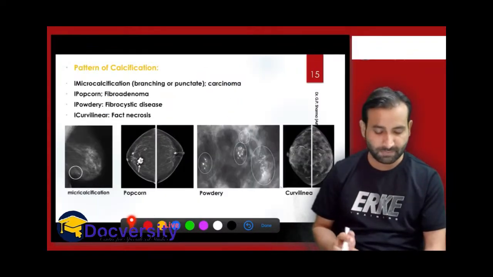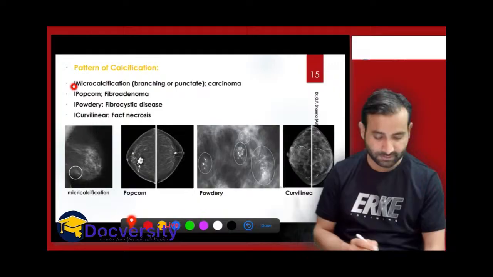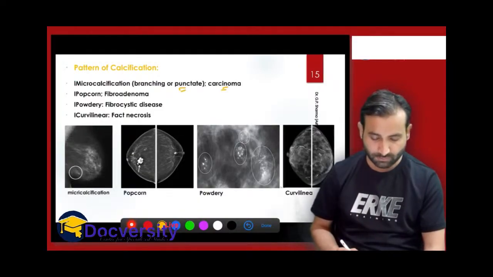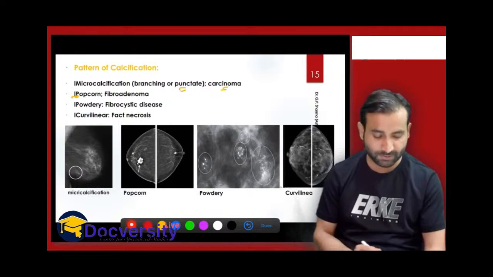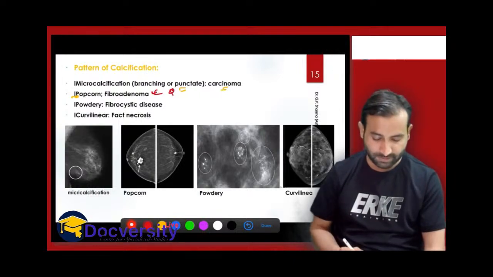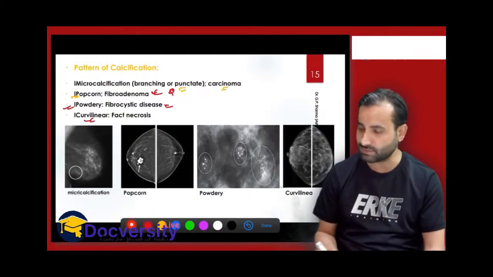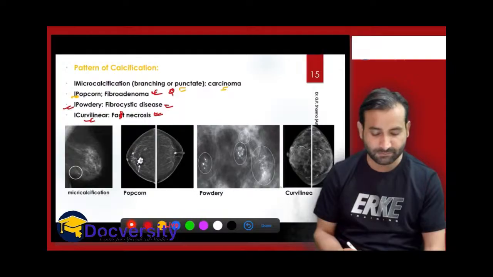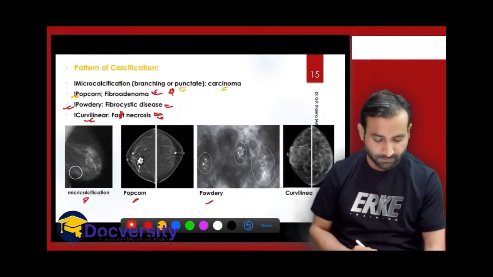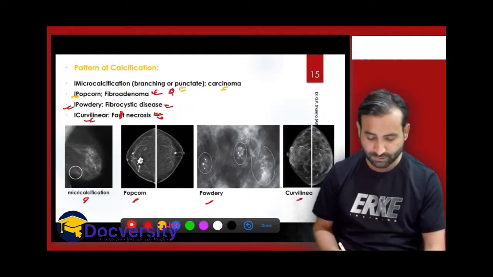And some patterns of calcifications we can see over here, right? If it is microcalcification, branching or punctate, then it is a carcinoma. If it is popcorn calcification, this is the fibroadenoma, question in the exam. If it is powdery calcification, then this is fibrocystic disease. And if it is curvilinear calcification, then this is called what? The fat necrosis. It's not the fat, it's fat necrosis, right? So you can see the examples over here: microcalcification, popcorn calcification, powdery calcification, curvilinear calcifications, right?